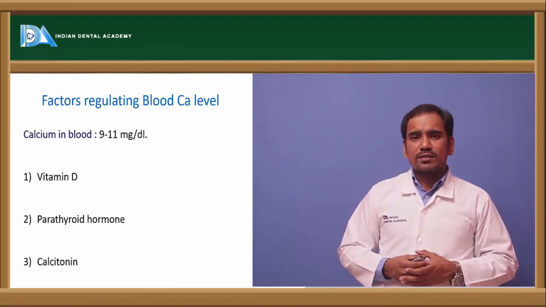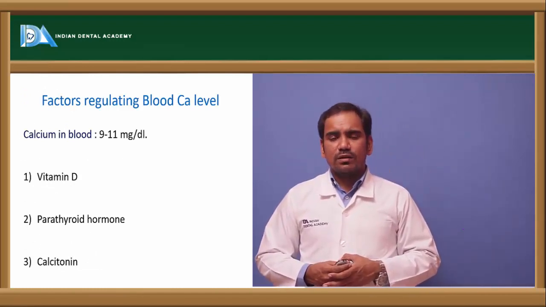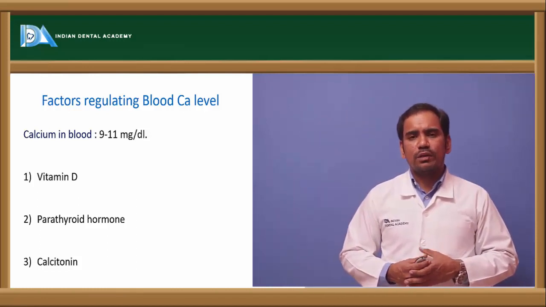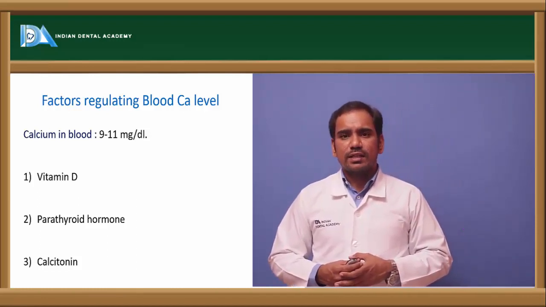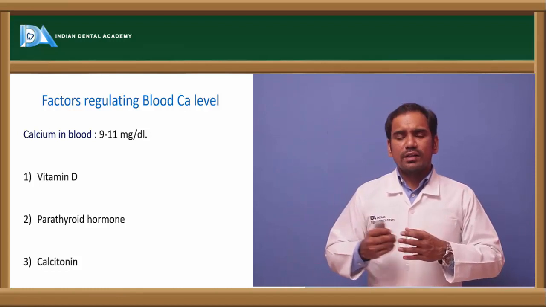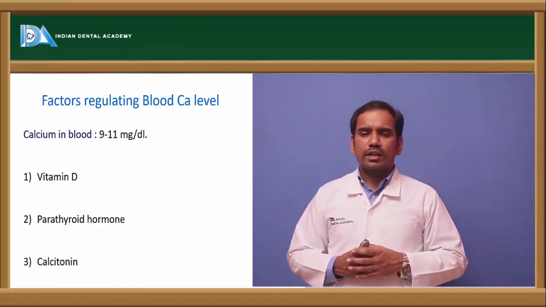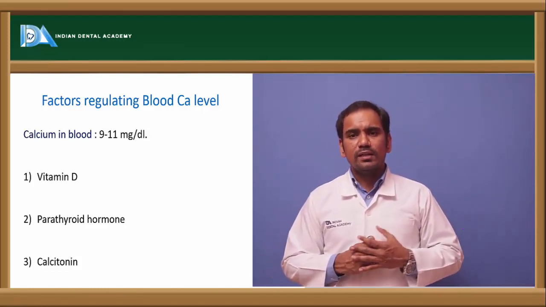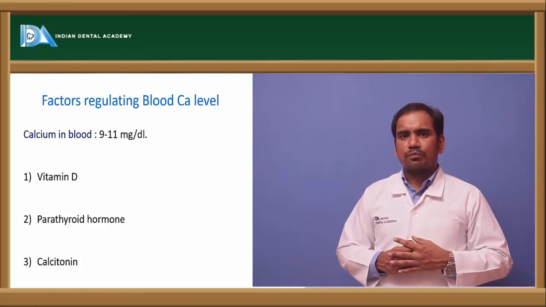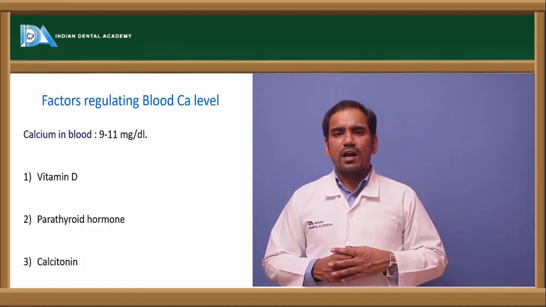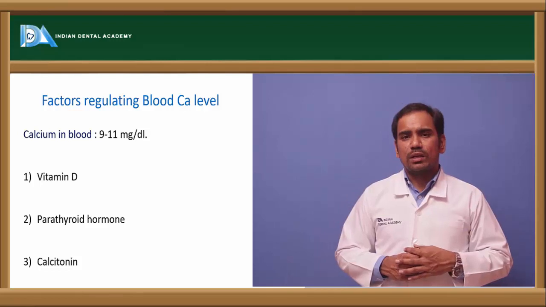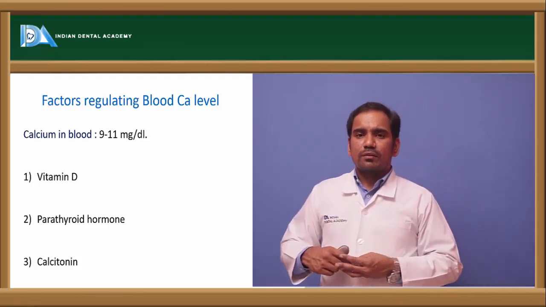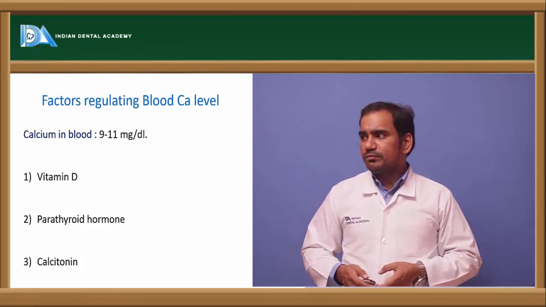And coming to factors regulating the blood calcium level. The normal blood calcium level is 9 to 11 milligrams per deciliter. This level of 9 to 11 is maintained by three important factors. Those are vitamin D, calcitriol. The second factor is parathyroid hormone and the other one is calcitonin. These three will affect the calcium level.